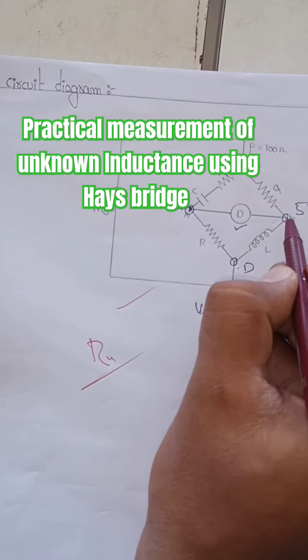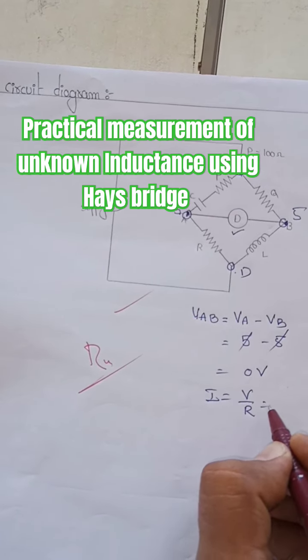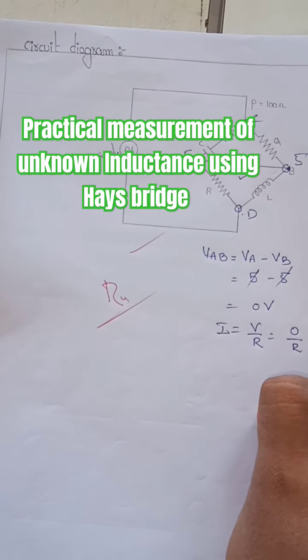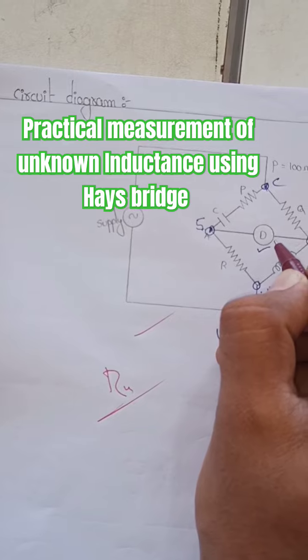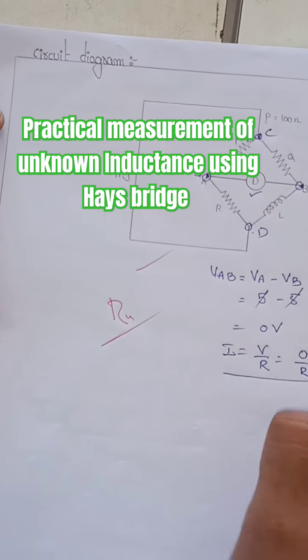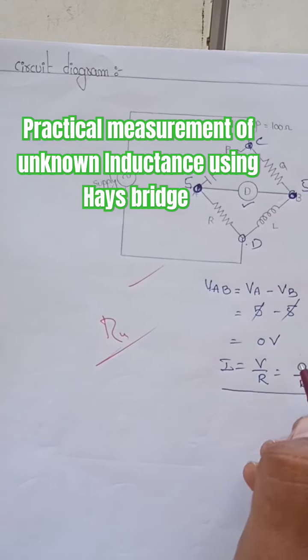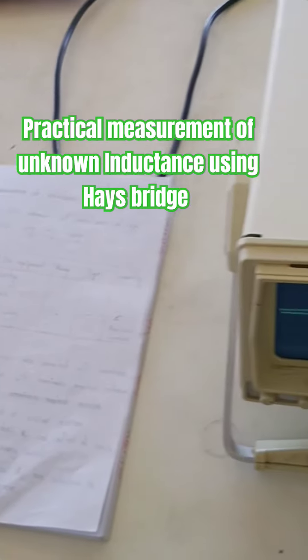So whenever the voltage is the same here, the current I is equal to V by R, which is 0 by R. Therefore the current in the detector will be 0, and it doesn't show any deflection. So in order to validate it, we now want to balance the voltage at point A and the voltage at point B using this AC bridge. So this is the concept of the AC bridge.